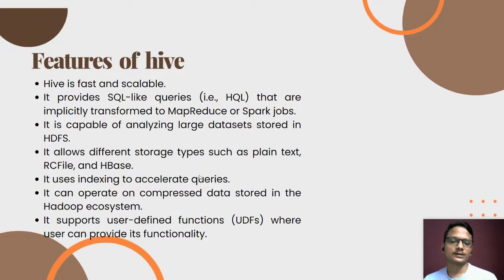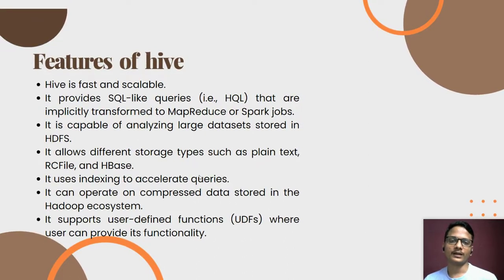Now let's discuss the features of Hive. Hive is fast and scalable, and it provides SQL-like queries that are implicitly transformed to MapReduce or Spark jobs. It is used for analyzing large data sets. It can store different storage formats like HBase, RC file, and plain text. It uses indexing to accelerate queries, and it can operate on compressed data stored in the Hadoop ecosystem.